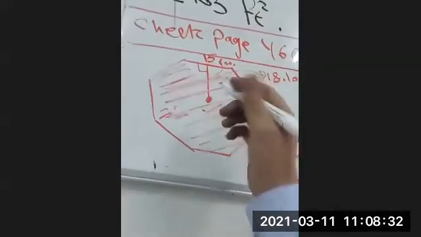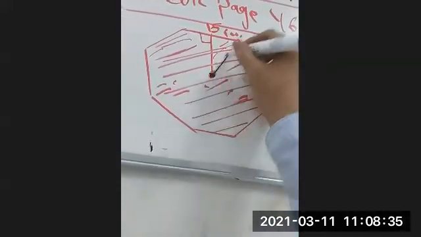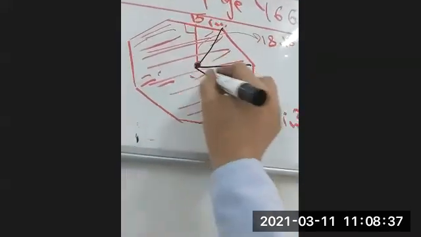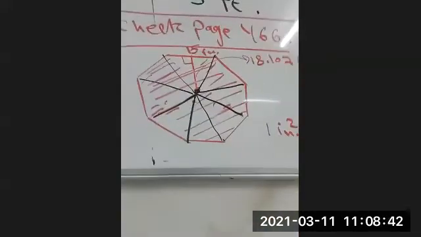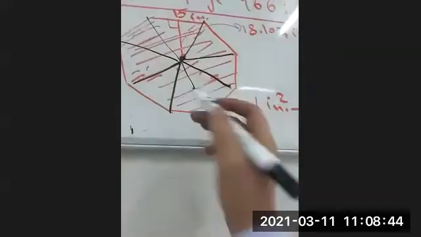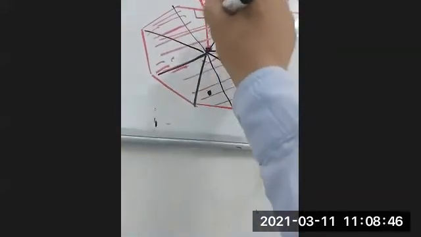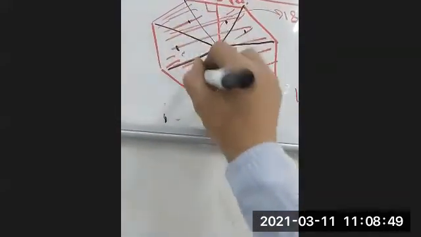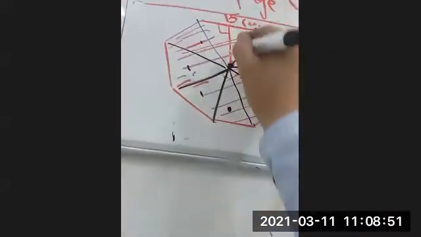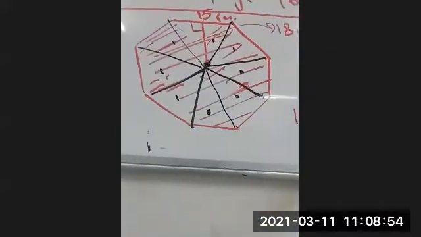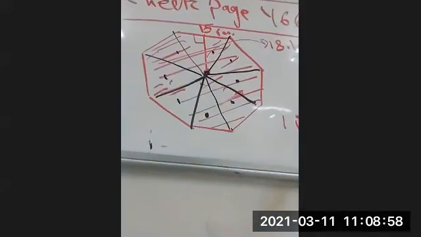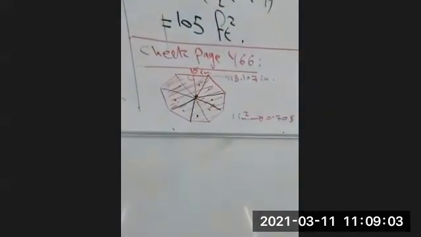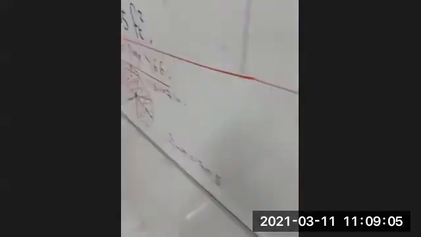Now let's make triangles here. From the center, draw your lines. How many triangles do we have? 1, 2, 3, 4, 5, 6, 7, 8. This is the height. All of the triangles have the same base and same height, right? Let's find the area of the whole octagon.